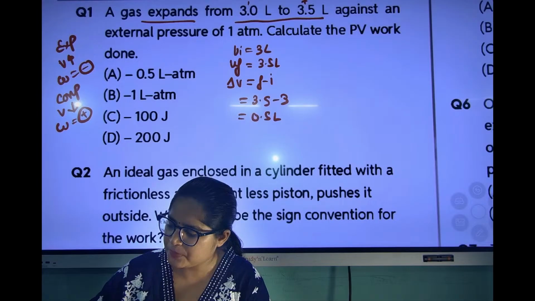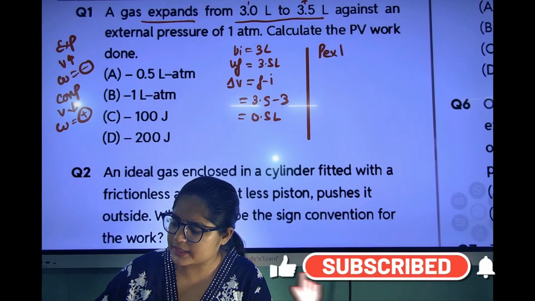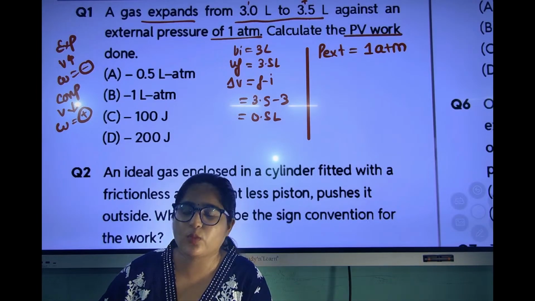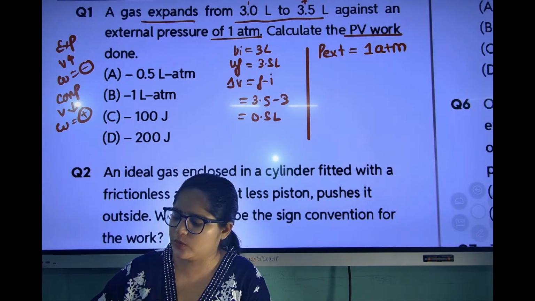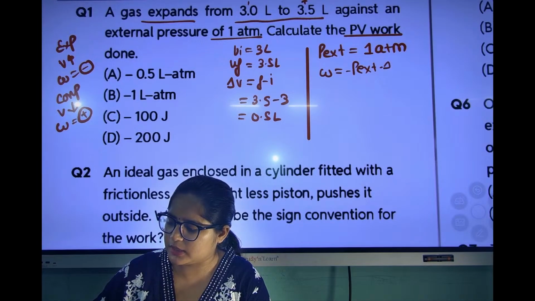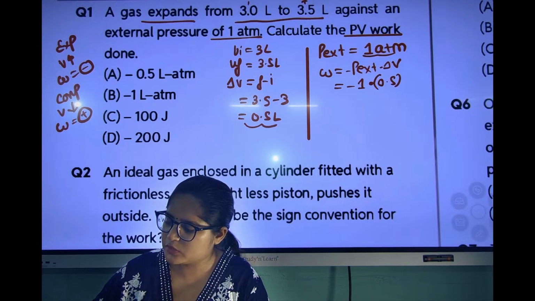Now after that we will see here P external, external pressure, how much have they given? 1 atm. Now tell me, calculate the PV work done. PV work means pressure into volume work done. What is the formula? Everyone, minus P external into delta V. P external how much have they given? 1 atm. Delta V how much did you get? 0.5.